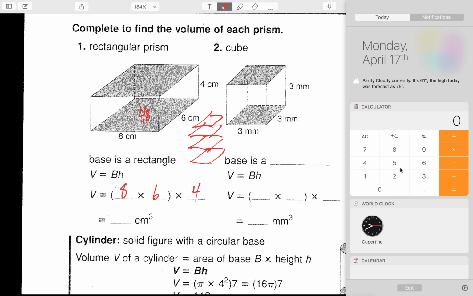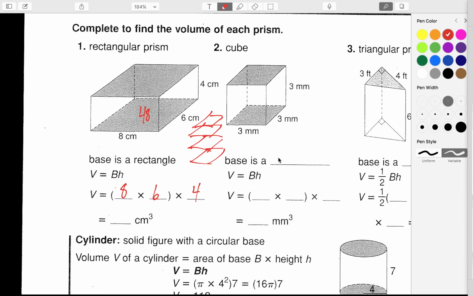Let's do this so there's no confusion here. We have 8 times 6 times 4. 192. So this is 192 centimeters cubed. Notice that this is 3 because we are in the 3rd dimension. So this is 3D. So we're dealing with 3D shapes. You're going to have a 3 right there.